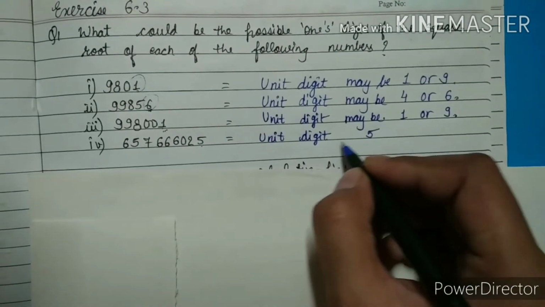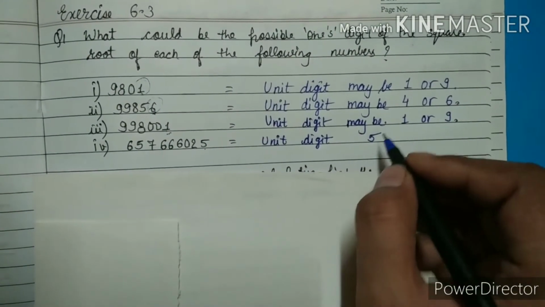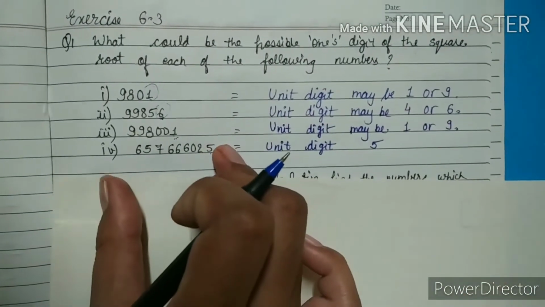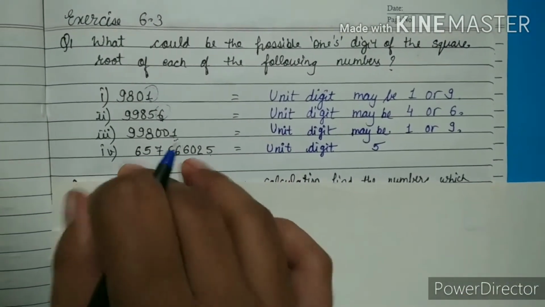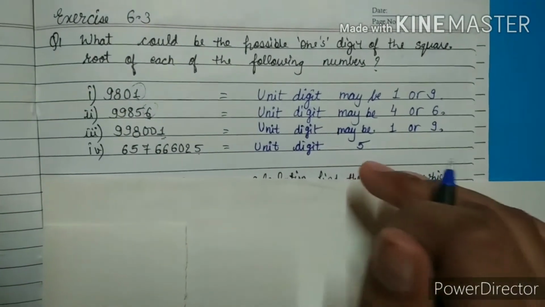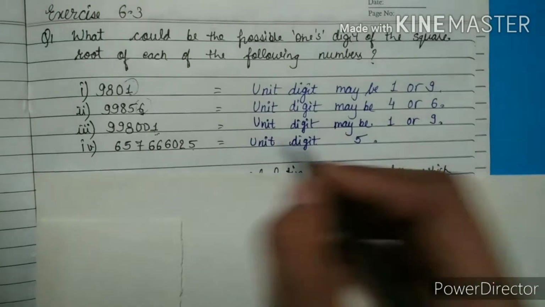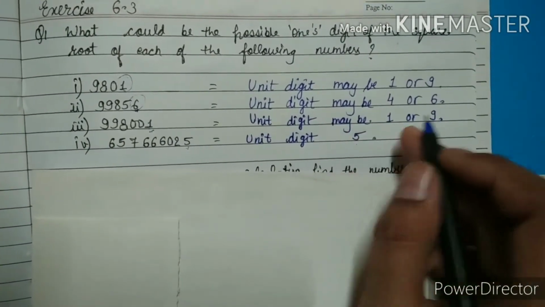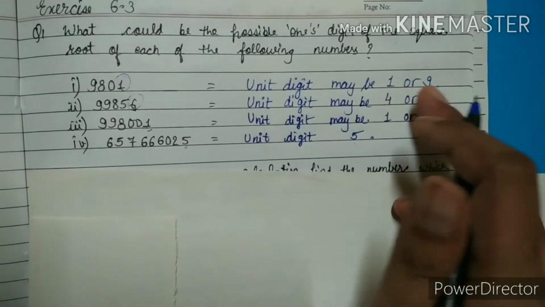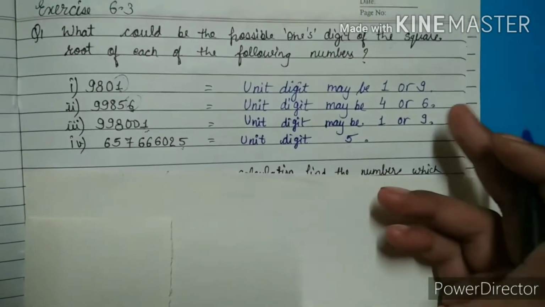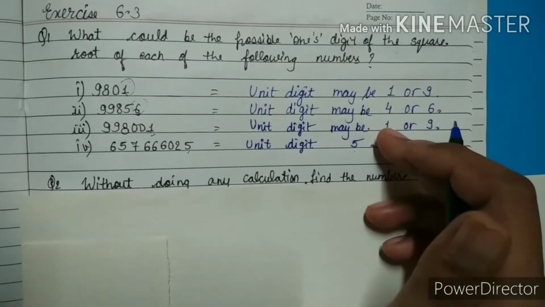Okay, now we have 5 on the unit place, so directly its unit digit is 5. Here I am not writing maybe, because here we have only one case, only one condition. So when we take the square root of this number, it must be 5, because we don't have any choice with the 5. Here we have choices 1 or 9, 4 or 6, but in this case we don't have any choice, that's why I did not write maybe here.